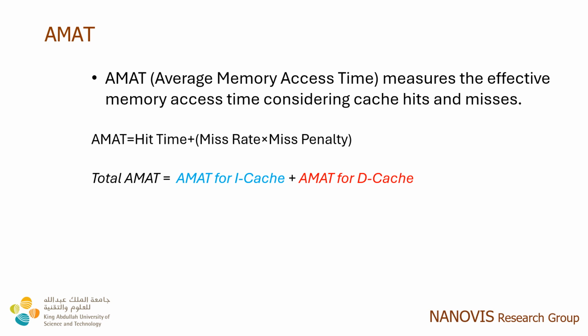Average memory access time measures the effectiveness of memory access considering cache hits and misses. Usually we have this formula: hit time plus miss rate multiplied by miss penalty. So this is used for the average memory access time. In case of hardware architecture with different caches for instruction and data, the total AMAT is AMAT for the I cache and AMAT for the D cache.